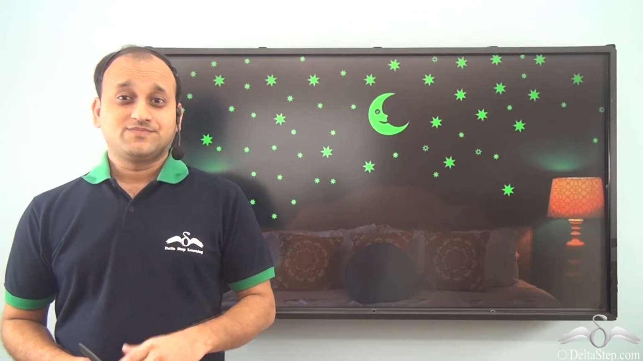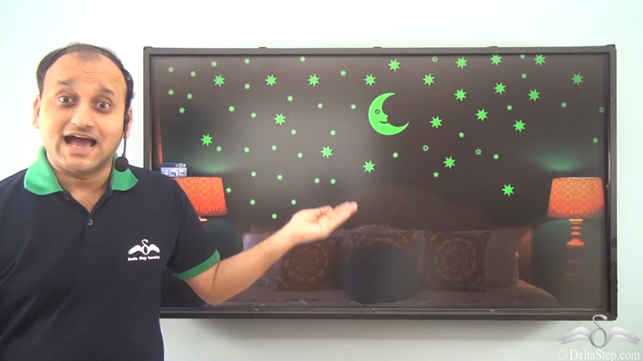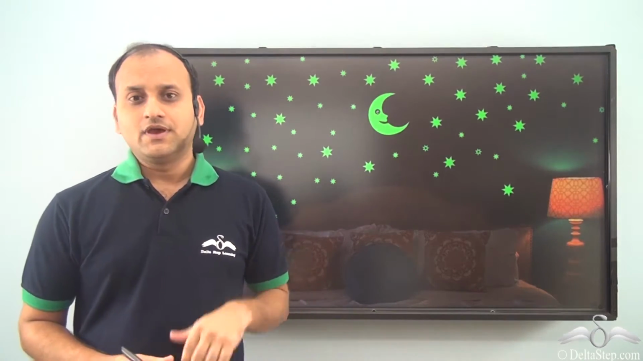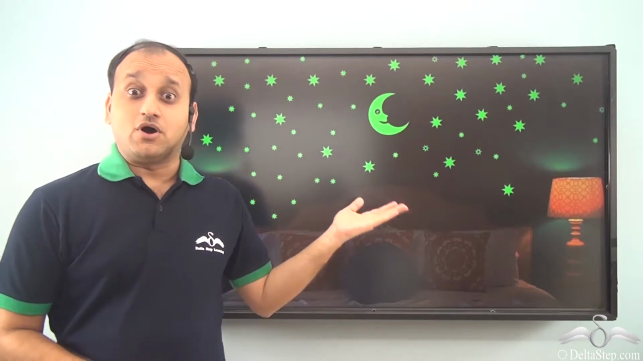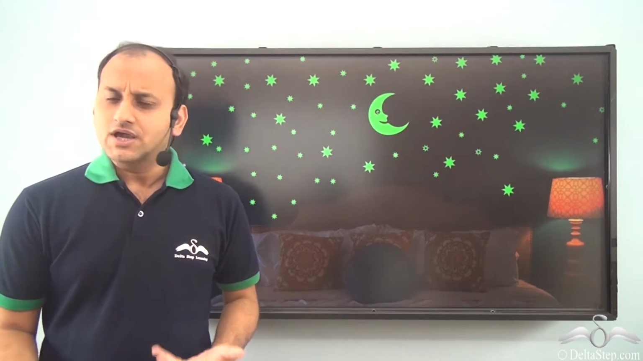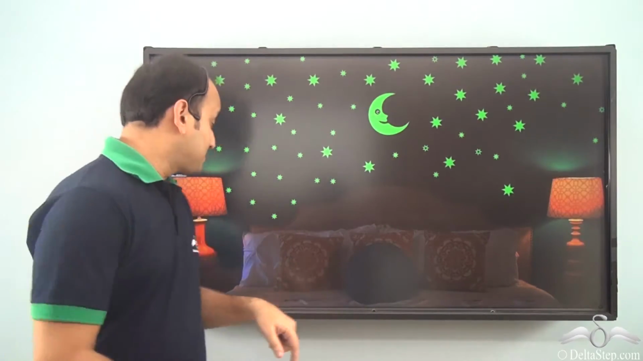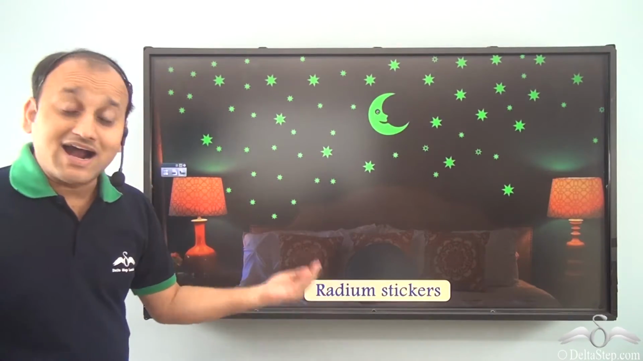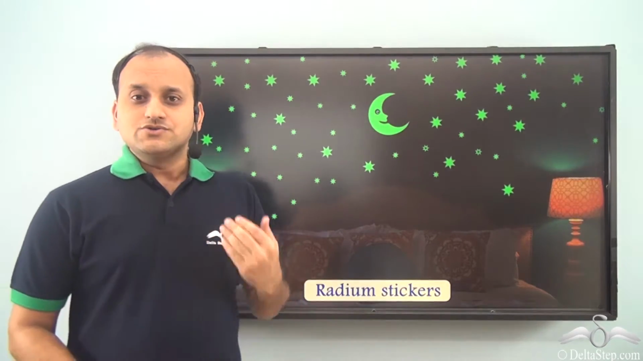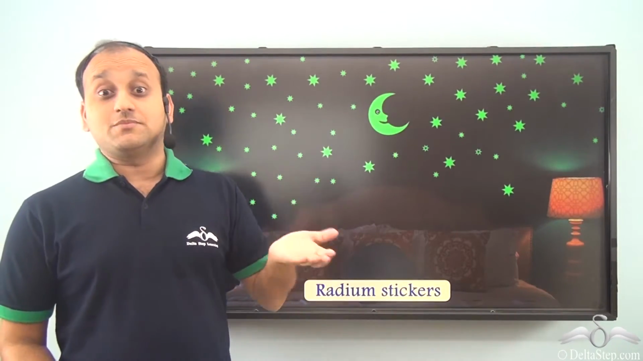What do we see here? We see stickers that glow in the dark. Now, what is so special about these stickers that they do not need any electricity or any battery to glow in the dark? Well, these are radium stickers.